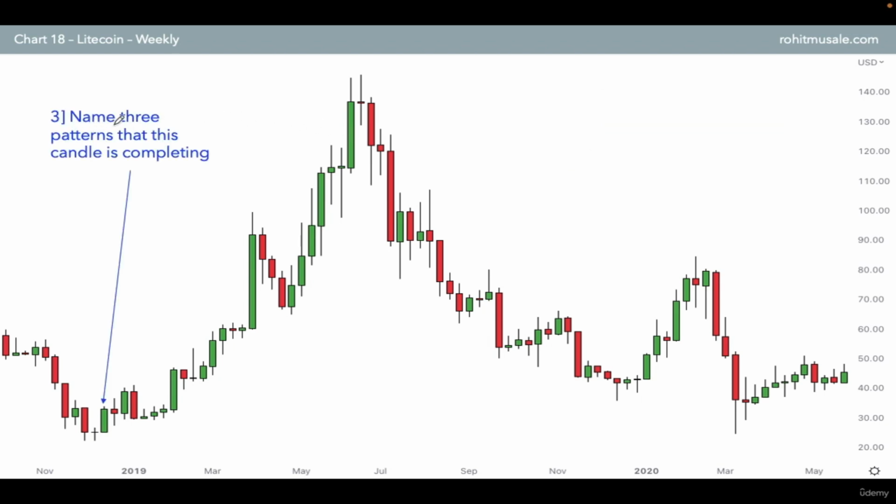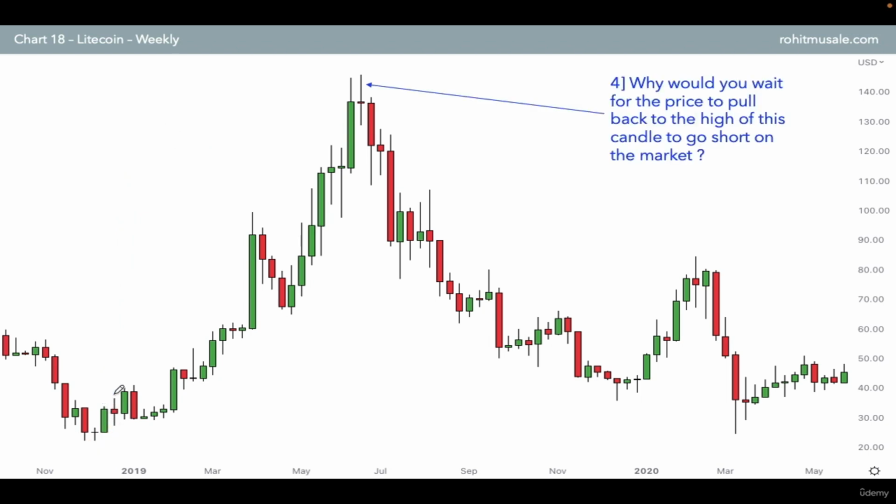Number 3, name 3 patterns that this candle is completing. So first, it is completing a bullish engulfing pattern. Second, it is completing a morning star. And third, it is completing a long white or green real body. Those are the 3 patterns.